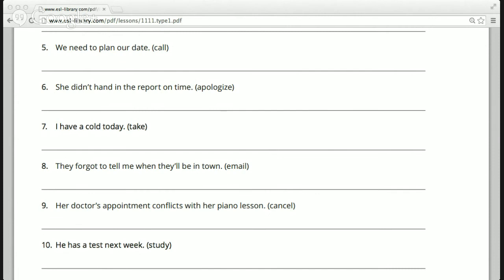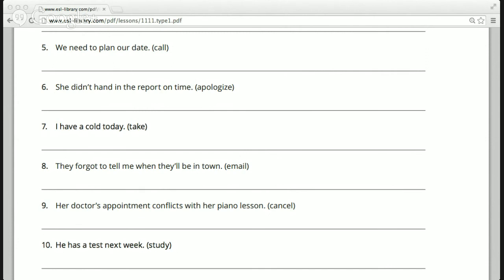I would probably, instead of use know, probably use the word find out. So yes, you should email them to find out when they will be in town. Okay. All right. Very good.